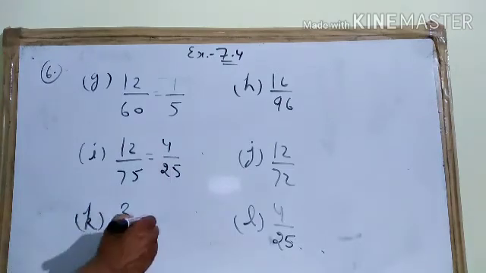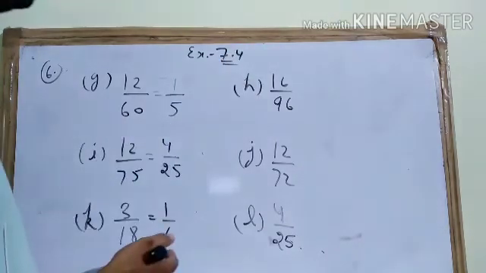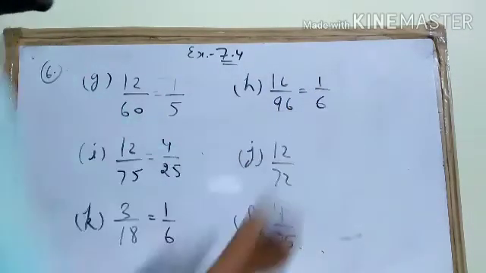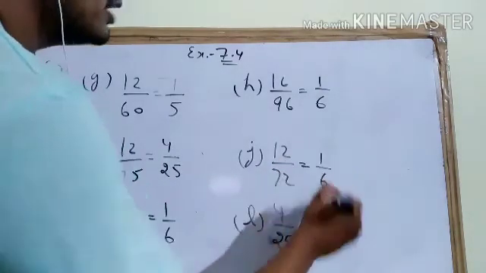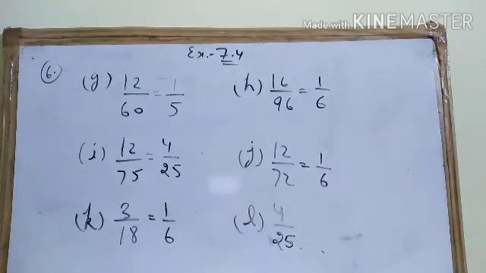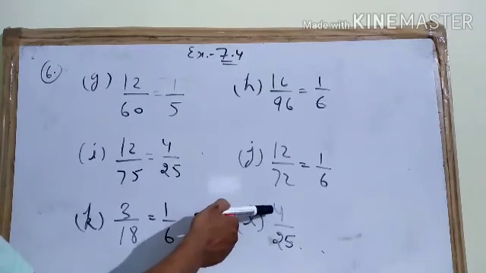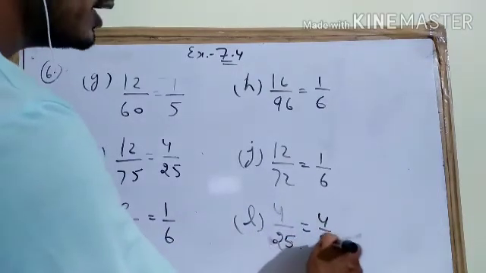3 by 18. Both are divisible by the table of 3. We get 1 by 6. 16 by 96. They are also divisible by 2 and 4, but we can cut directly by 16. 16 1s are 16 and 16 6s are 96. 12 by 72. These two are divisible by 12 because both are coming in the table of 12. So we get 1 by 6. 4 by 25 is actually not divisible because 4 is a composite number and 25 is also a composite number, but both are not coming in the same table. So we can directly write 4 by 25.